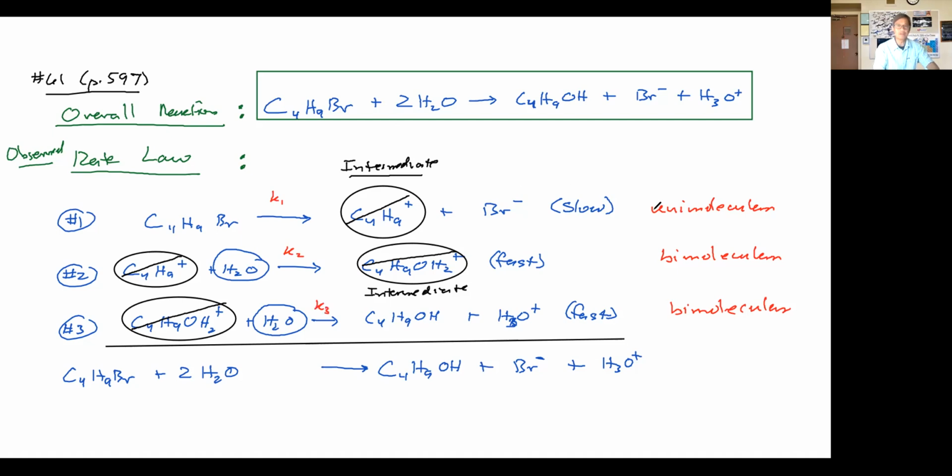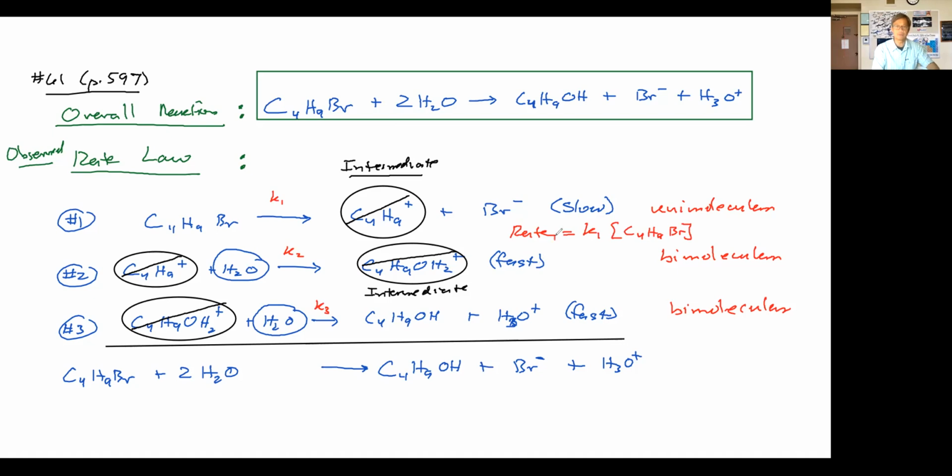All right, so the rate law for elementary step number one is going to be the rate equal to K1 times the concentration of C4H9Br raised to the first power, because this is a unimolecular reaction. Okay, the rate law for the second one.